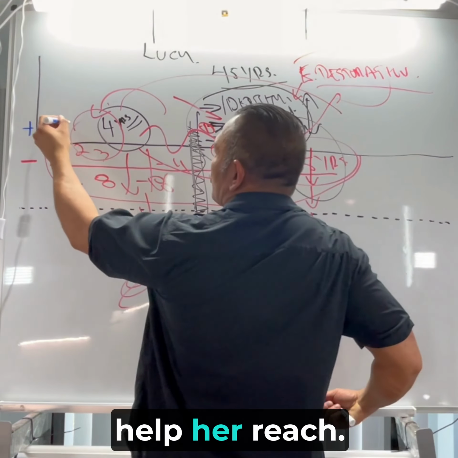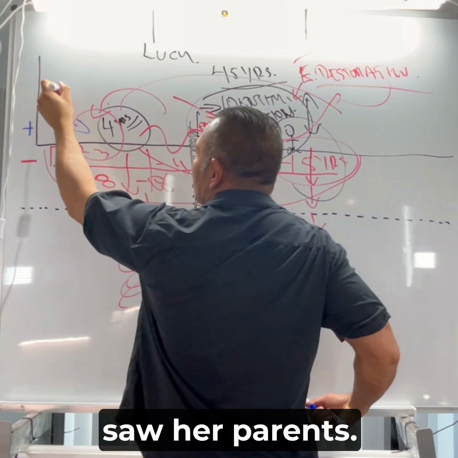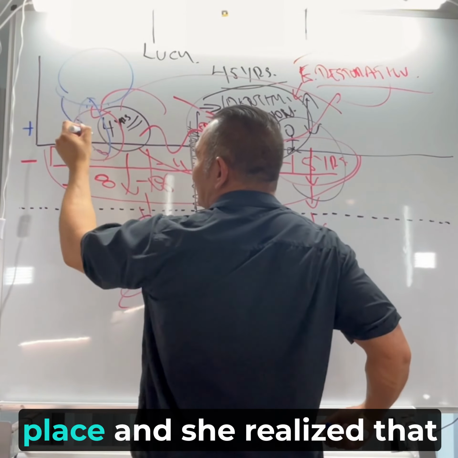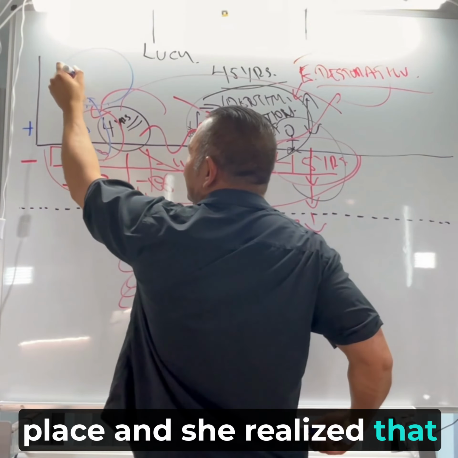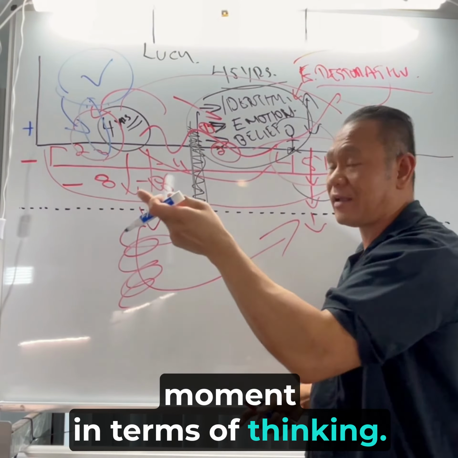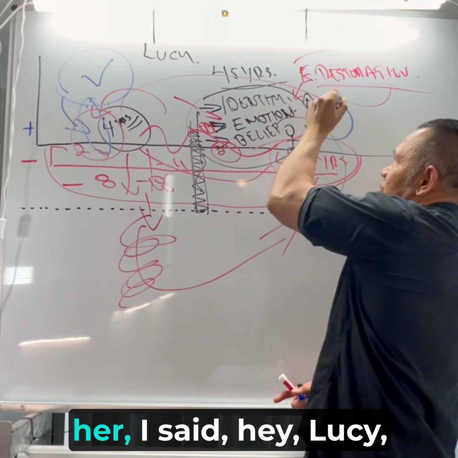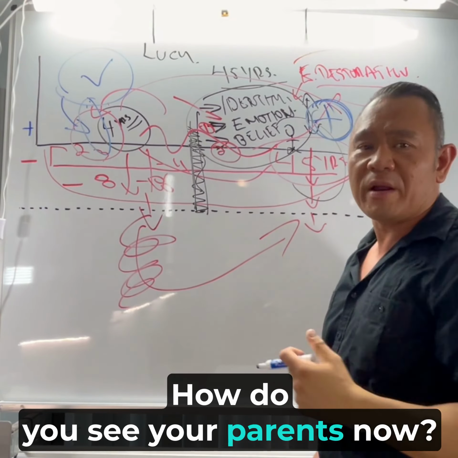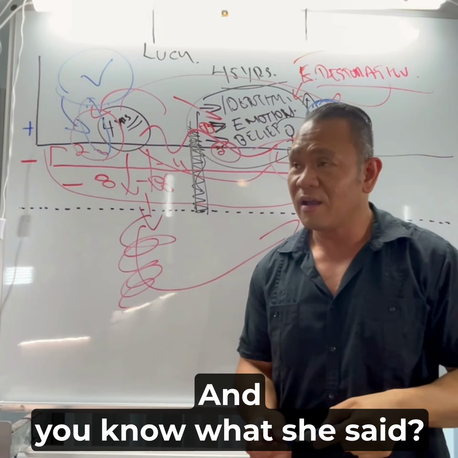And we were able to help her reframe the way she saw her parents. It was really wonderful because once she realized there was something positive about her parents, we brought her back to the present moment. I asked her, hey, Lucy, tell me about your parents now. How do you see your parents now? And you know what she said?